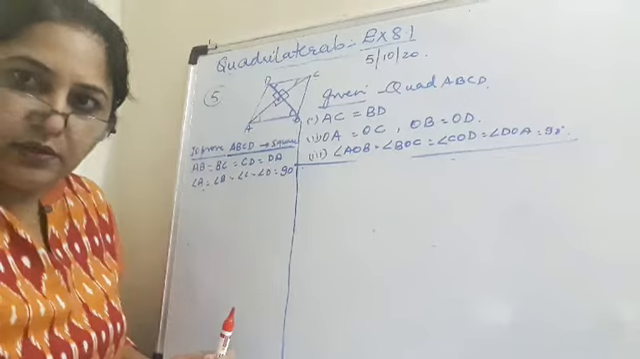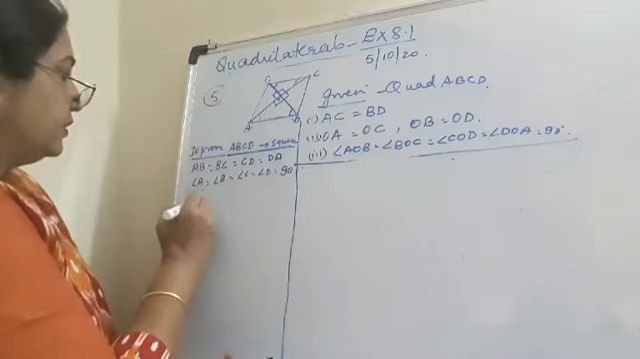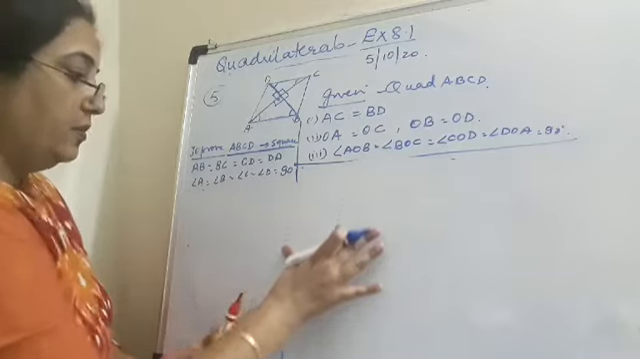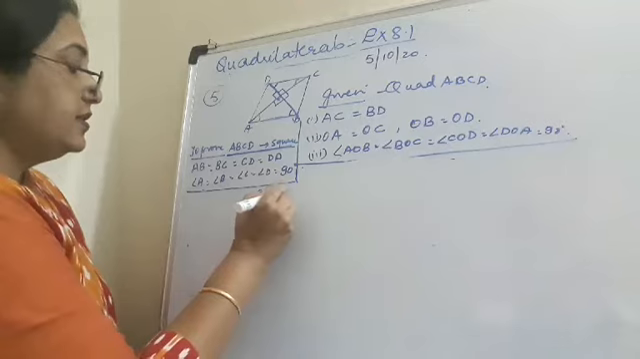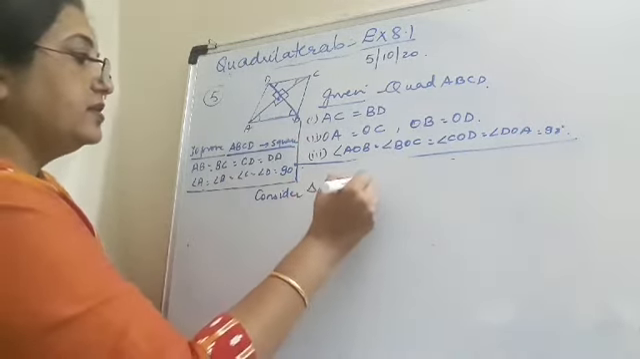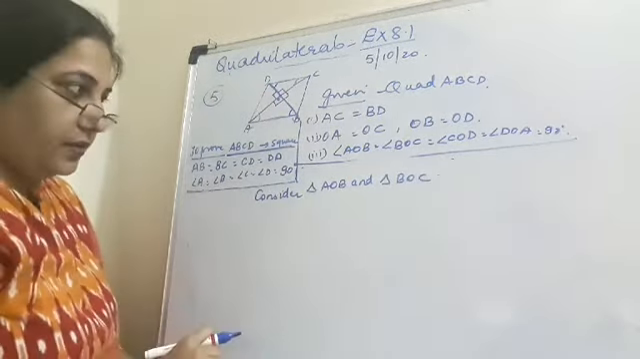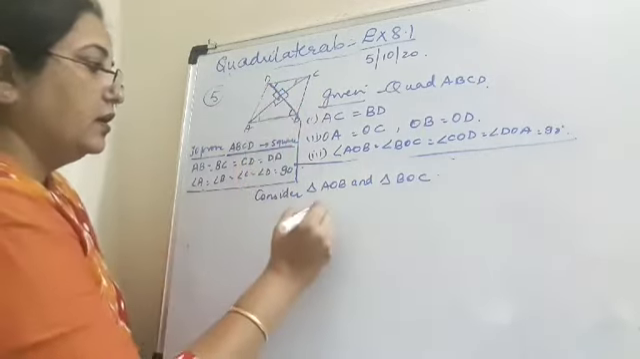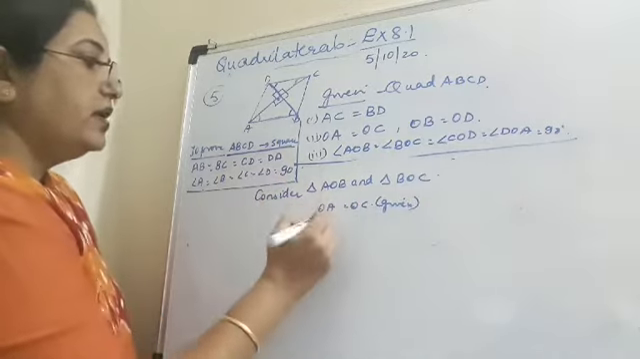I hope you can see, children, right? I will now take, now consider. If you want, I can write it in between, but then I have to rub it. Okay. So consider triangle AOB and triangle BOC. We have to prove that they are congruent. OA is equal to OC. Yes, this is already given. Then OB is a common side.